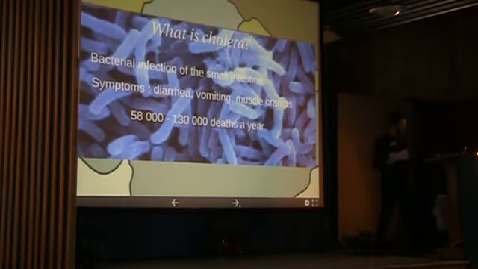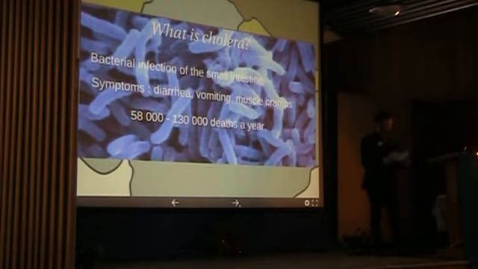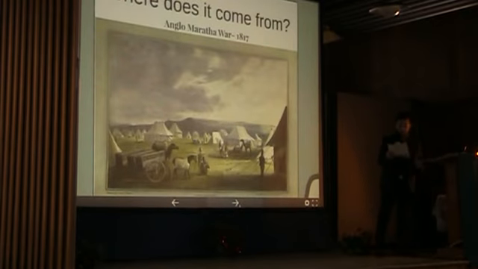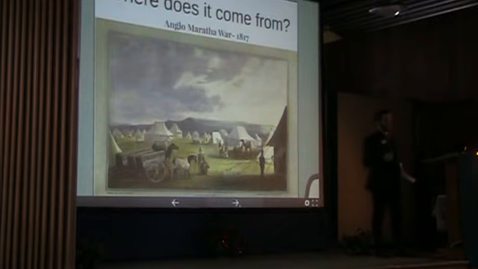Now, where does the disease come from? It's hard to establish an origin, but it's believed that cholera was native to India, and it was first documented in Bengal around 1816. It was also around this time that the British fought the Anglo-Maratha War, where thousands of British soldiers were infected by cholera. So this was the first contact between the West and the disease over there. So, of course, cholera is very much associated with war.